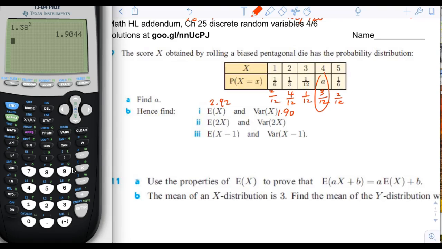Okay, and then now we're going to use the rules to find E of 2x and variance of 2x without going to the calculator and changing things. So if we have E of 2x, it's the same thing as 2 E of x. 2 E of x is 2 times 2.92, which is equal to 5.84.